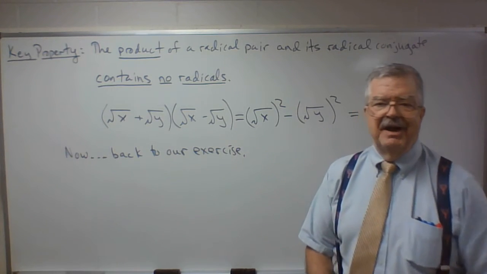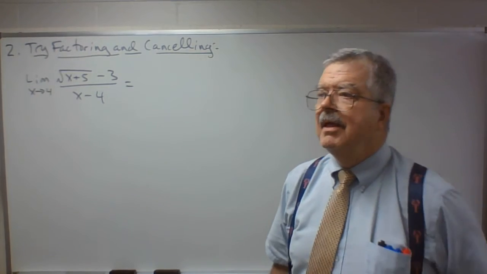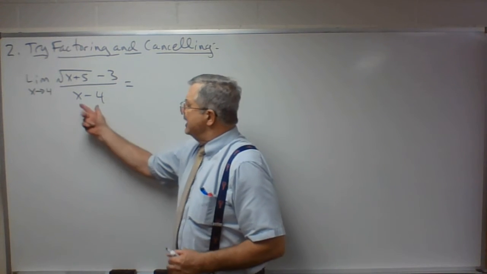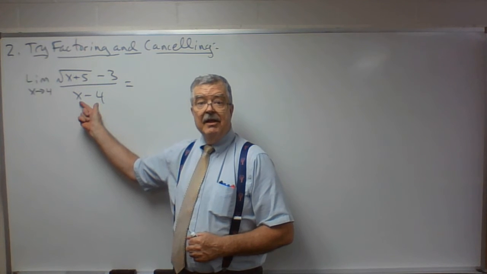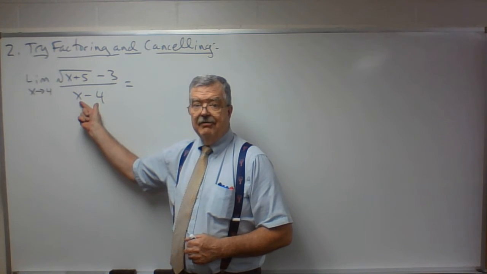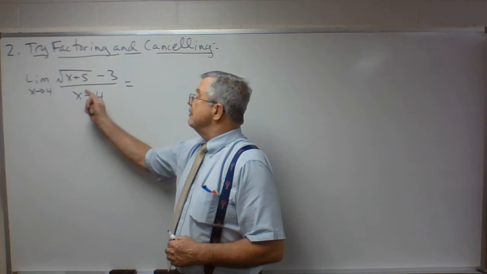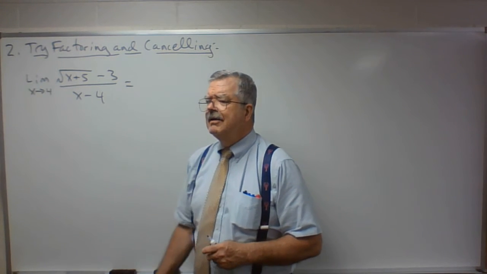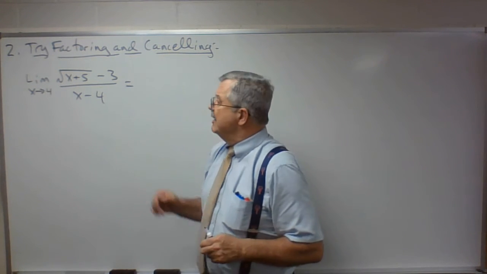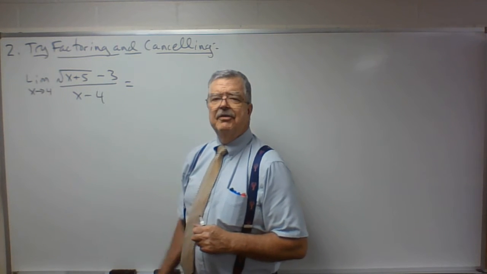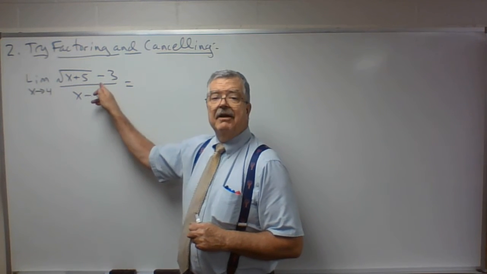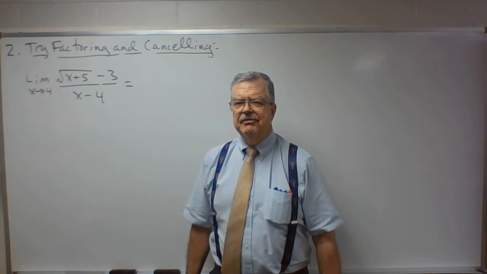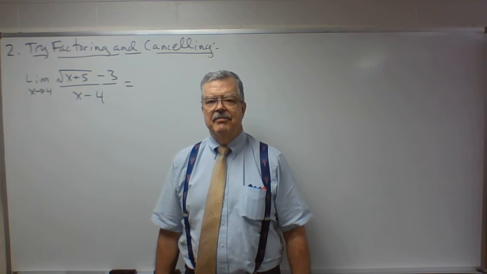Now back to our exercise. Here's where we were at. We realized that x minus 4 is the factor in the bottom that we want to cancel. So x minus 4 is also the factor in the top that we want to cancel, but we don't see it here. We feel pretty certain that if we could combine all the terms in the numerator, we'd get that factor of x minus 4. But the radical here prevents us from combining the terms in the numerator.